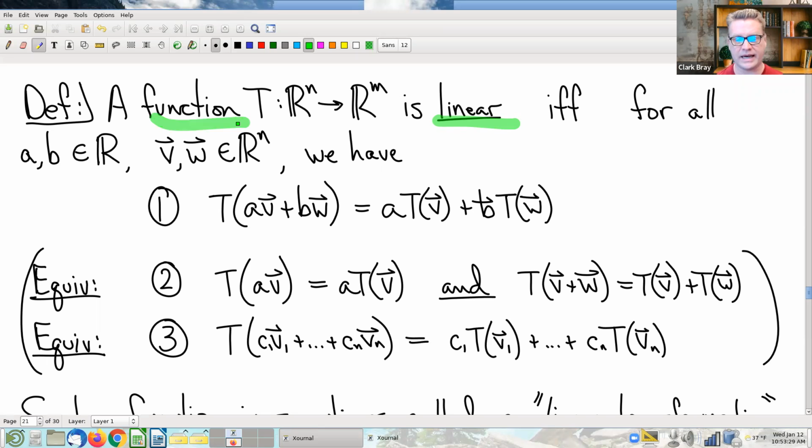And the big idea of linearity, the way I like to think about it anyway, is that when you put a linear combination into a function, you get the corresponding linear combination out from the function. That's the way I like to say it. Linear combination in, linear combination out. Now, to be precise, if you have a linear combination of inputs, then its image is the same linear combination of the corresponding outputs.